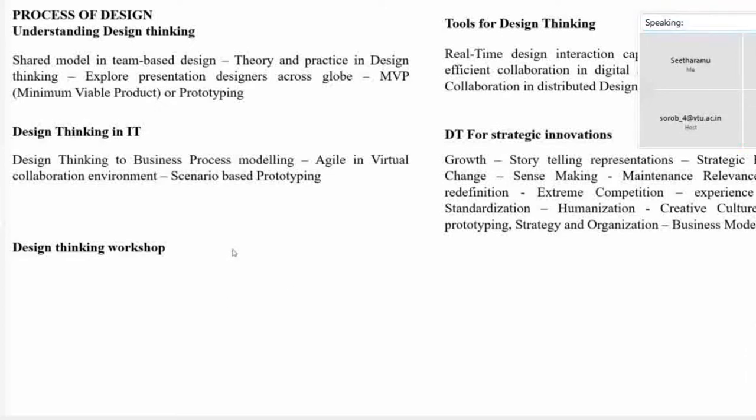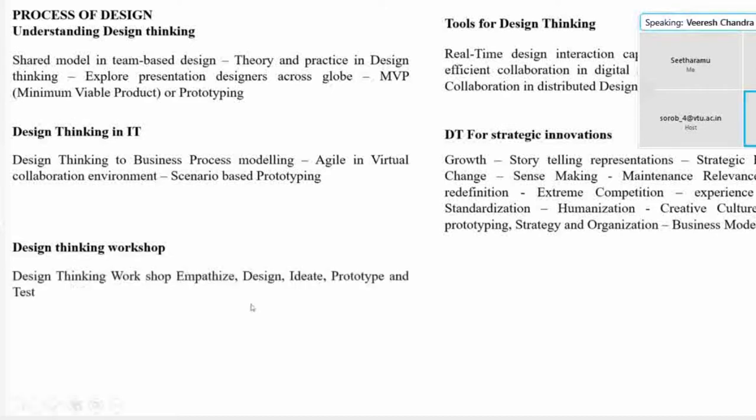So the final module will be the design thinking workshop. Okay, here we have discussed the five components. Empathize, design, ideate, prototype, and test. So this is a circular process, as I have showed you. It is never linear.